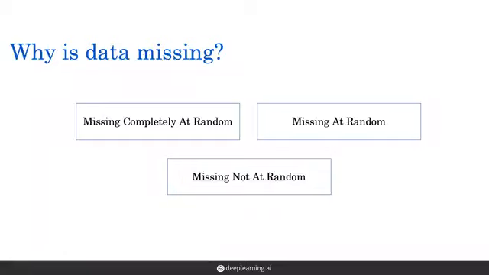Let's talk about why data can be missing. Now, to decide whether a complete case analysis would lead to bias, it's helpful to understand why the data are missing. And there are broadly three missing data categories, which are missing completely at random, missing at random, and missing not at random. Let's dive into them.